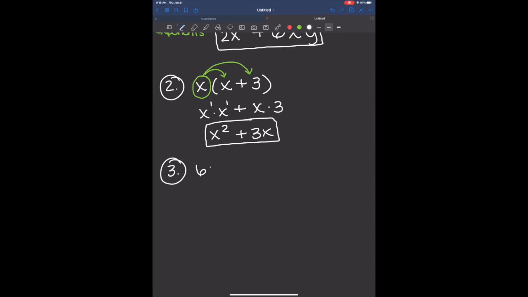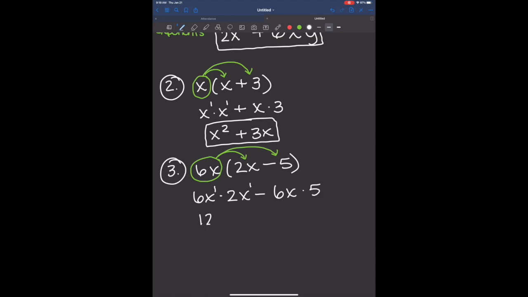For number 3, we've got 6x times 2x minus 5. The 6x to the first times 2x to the first is going to give us 6 times 2, which is 12, and then x to the 1 plus 1 is going to give us x squared, and then we have minus 30x with the 6 and the 5.